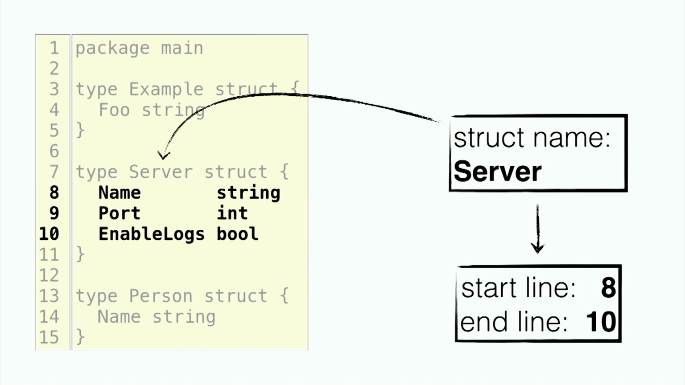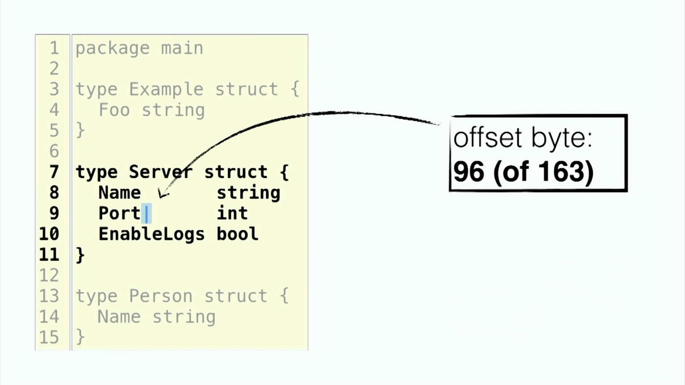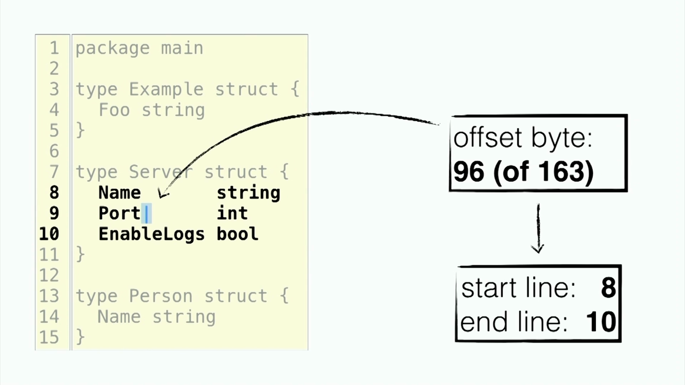This is one mode. The second mode is the offset mode. If you use an editor, this is really useful because your cursor is actually a file byte offset. Here, for example, in total there are 163 bytes, and your cursor is on 96. So I can again traverse the tree, and when I see that the offset is between the braces, I can just say, okay, give me the start and the end lines.